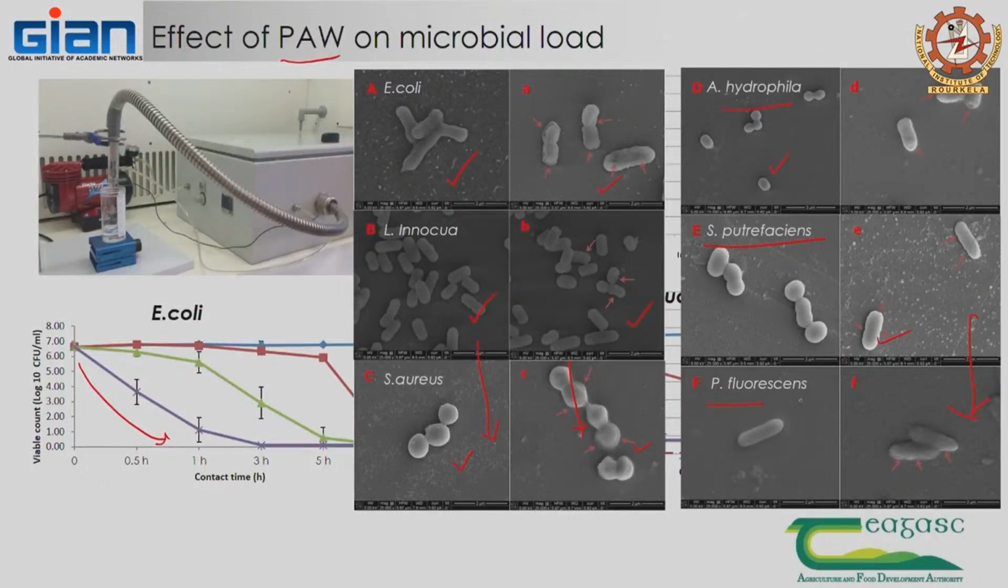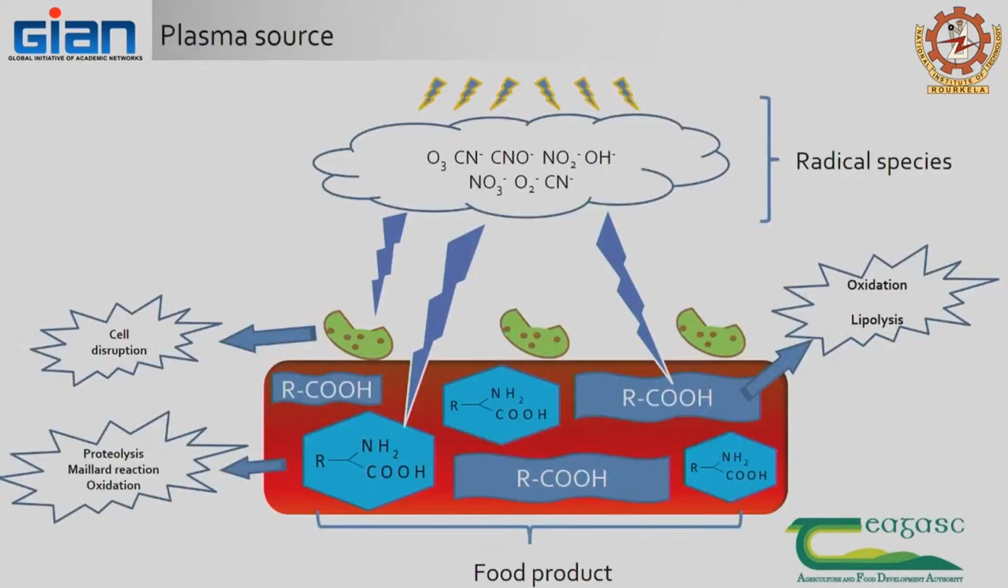Salmonella, Pseudomonas fluorescens. So this is all how it is inactivated. Simple mechanism: oxidation of the outer membrane. Then all these reactive species, irrespective of the source, you get radical species. Then you have proteolysis, that is breakdown of the protein, Maillard reaction, oxidation, disruption of the cells, and these are all the mechanisms which lead to inactivation. But the crux of it is oxidation. So that is why oxidation and lipolysis.